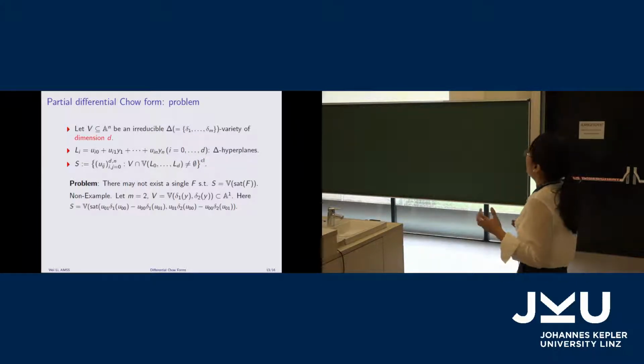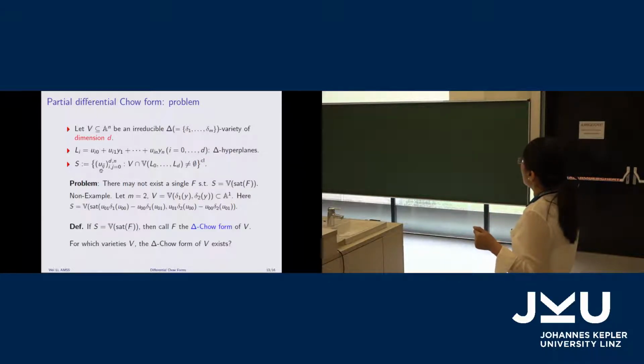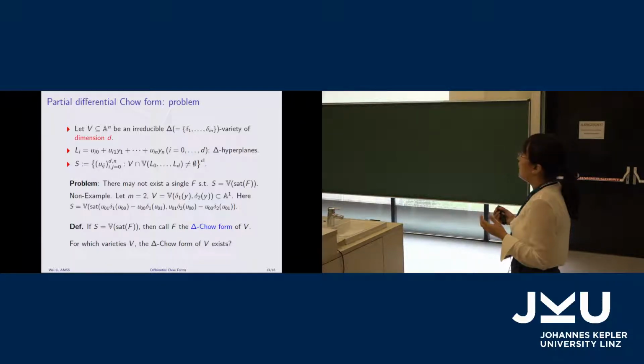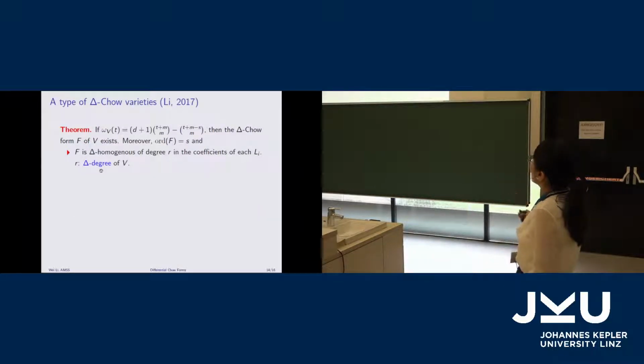And we stopped thinking about this, and then last year I went to a conference, a program on moduli space, in Italy. There, a speaker reminded me that even if we couldn't define partial differential Chow forms for every irreducible partial differential variety, it is meaningful to think about for which varieties the differential Chow forms exist. So now we give a sufficient condition.